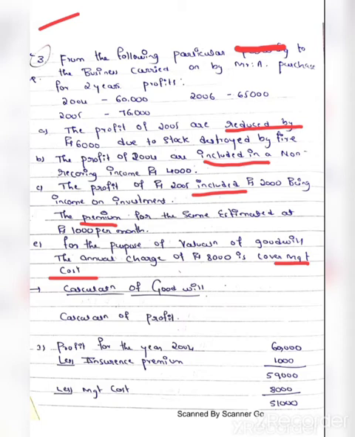So in this case, the particular business carried by Mr. A, means Mr. A carries on business, purchase of 2 years related profit. Next, 3 years profit will be given in this question: 2004 rupees 60,000, 2005 rupees 76,000, 2006 rupees 65,000.